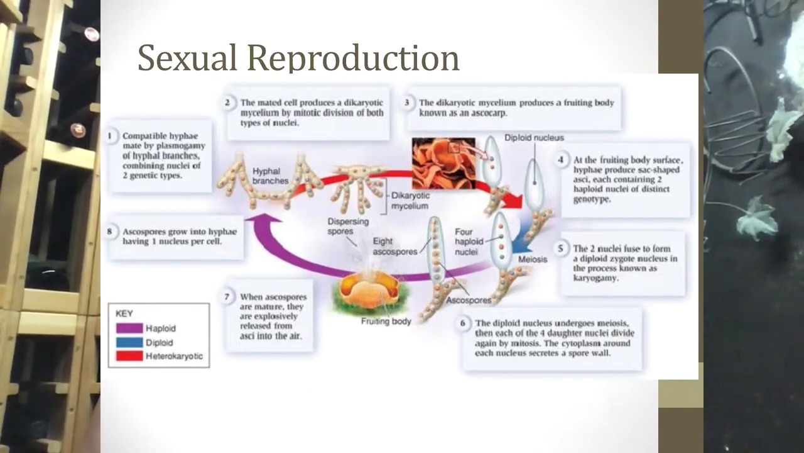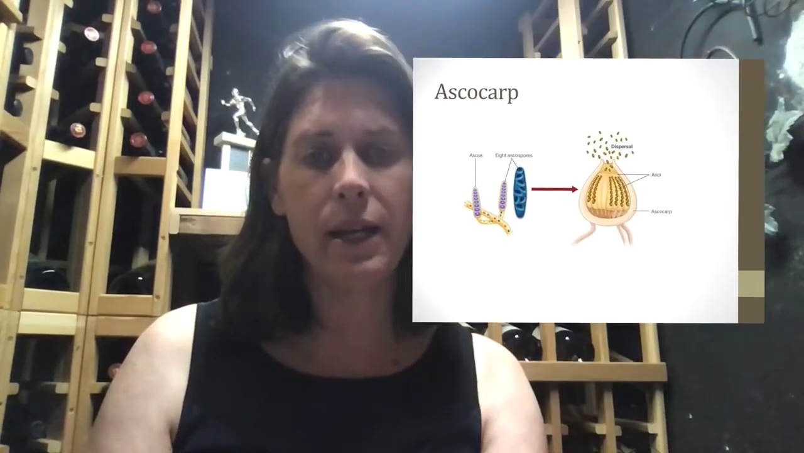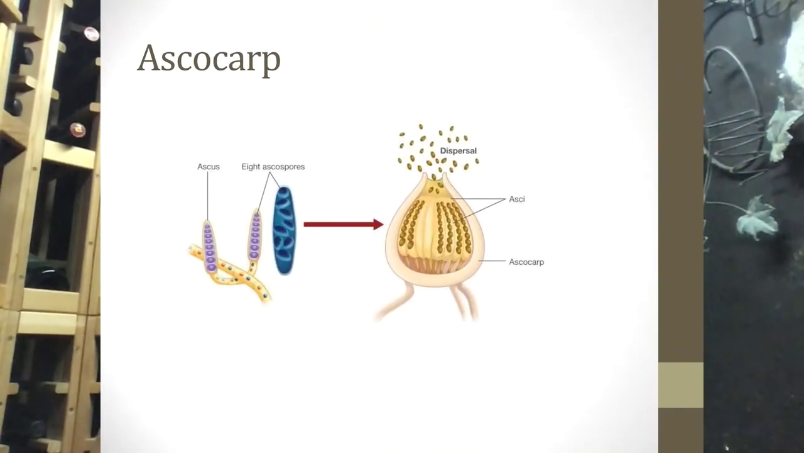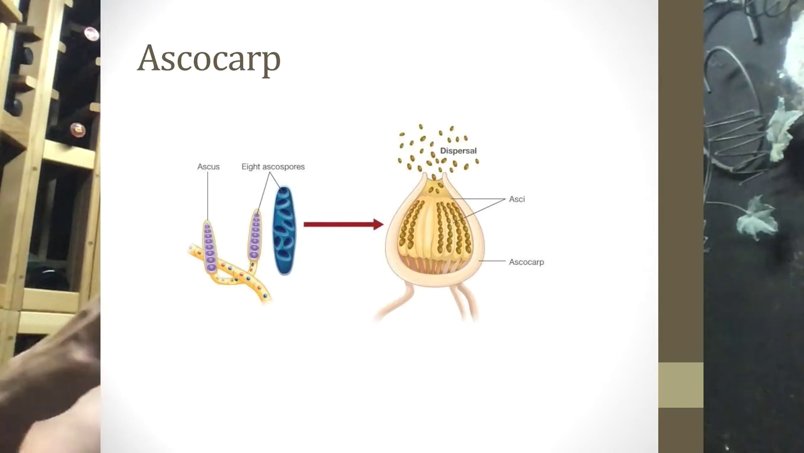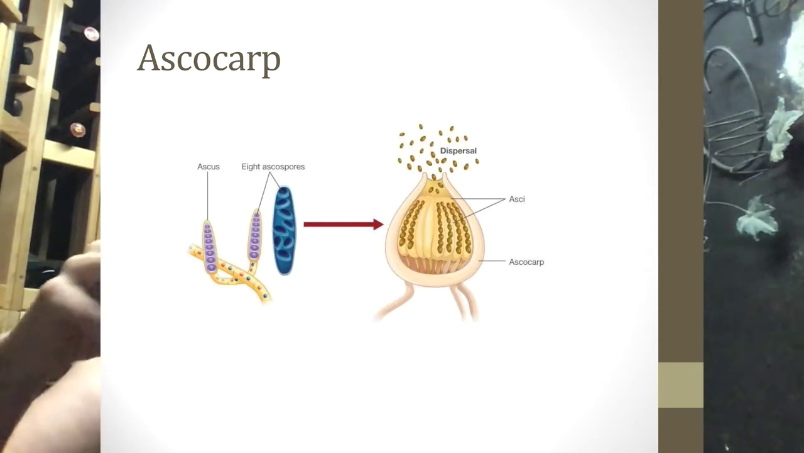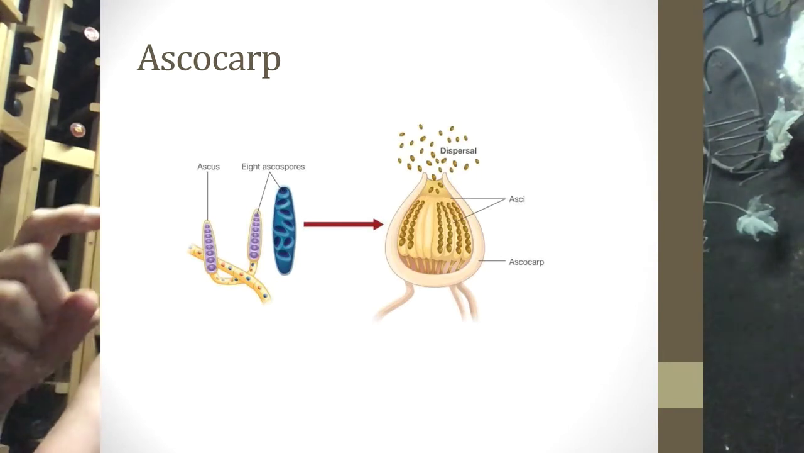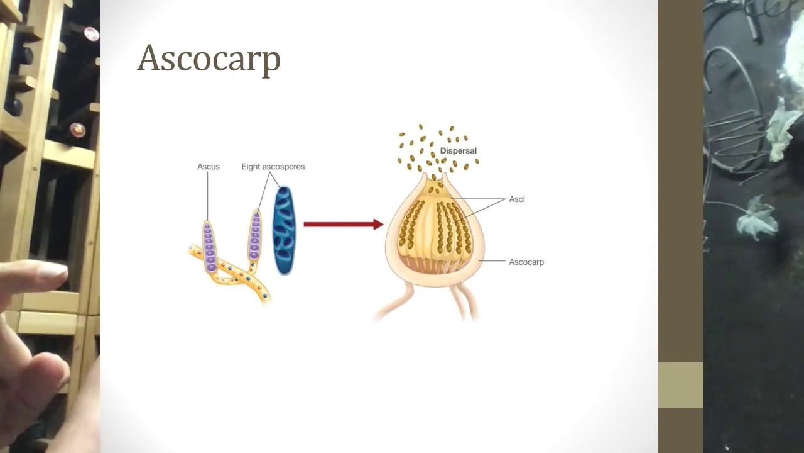Okay, so here's a little more close-up on the ascocarp. Again, the ascocarp is made out of the hyphae. The ends of the hyphae within the ascocarp will differentiate to form that sac. The sac is called the ascus.